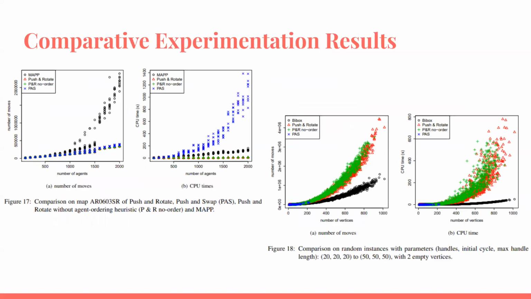And I wanted to show that throughout all of these figures I'm going to show you, it's important to note that P and R is our push and rotate. And the no order refers to the fact that they didn't use any of the heuristics for this symbol, but they did use the heuristics for the OG push and rotate.